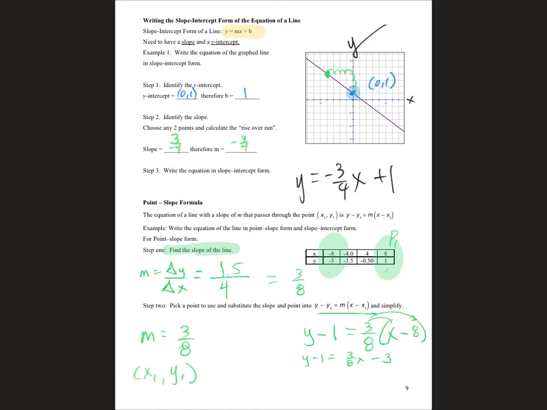Simplify. Then I'm going to add 1 to both sides, and I have the equation of the line in slope intercept form.